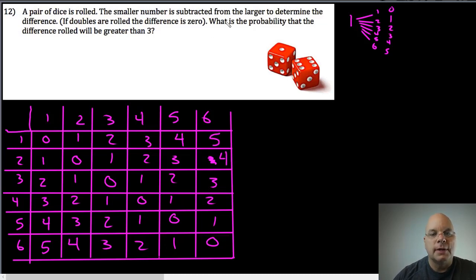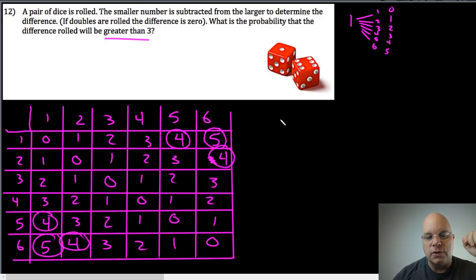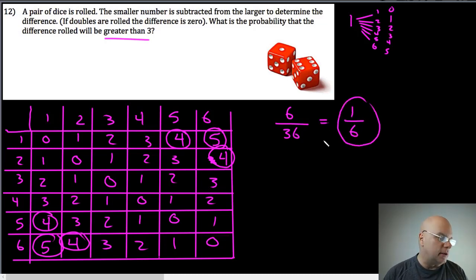The probability that the difference rolled will be greater than 3, we'll go to the definition of probability. It's the favorable outcomes over the total possible outcomes. The favorable outcomes will be the differences that are greater than 3. That does not include 3. Greater than 3 would be the 4s and the 5s, and I count 3 of them there and 3 of them here. So there are 6 favorable outcomes out of a total of 36 possible outcomes. That simplifies to 1/6. A 1/6 probability of rolling a difference greater than 3.